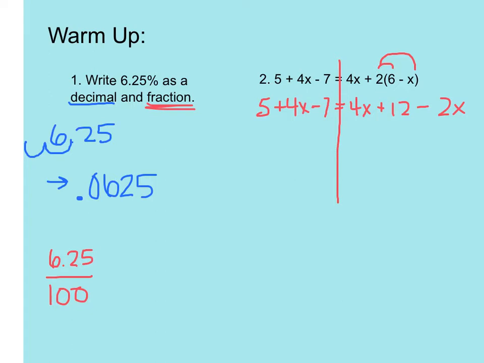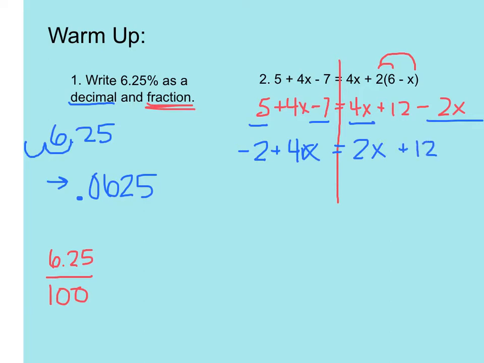Our next step would be to combine like terms. On the left-hand side, we have a 5 and negative 7. And on the right-hand side, we have 4x minus 2x. 5 minus 7 is a negative 2, plus our 4x, equals 4x minus 2x is 2x, plus our 12.